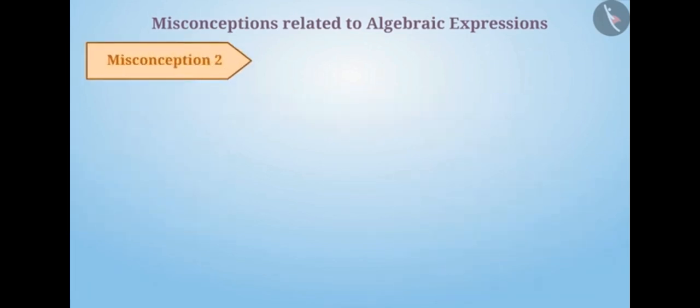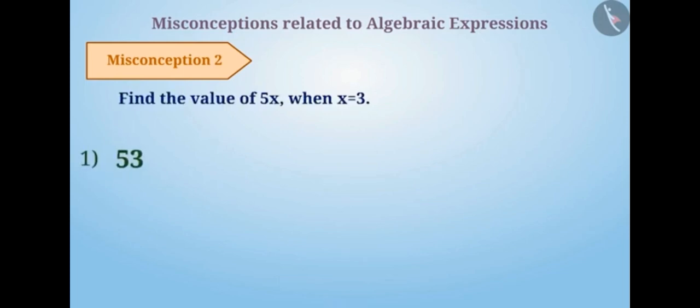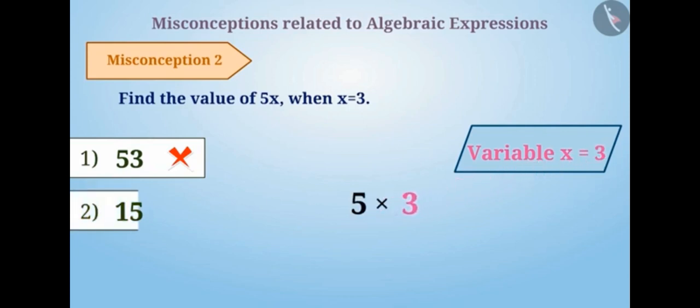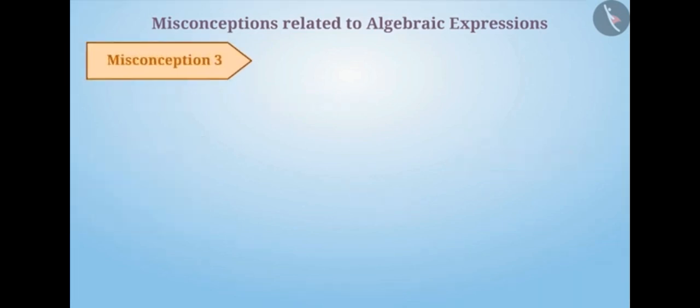Misconception 2. Find the value of 5x where x is equal to 3. While obtaining the value of an expression, when the value of the variable is known, often the variable is replaced with its value. By doing so, the answer 53 is obtained, which is the wrong answer. When keeping the value of the variable in the expression, this value must be multiplied with the number written before the variable. With this understanding, the correct answer is 15.